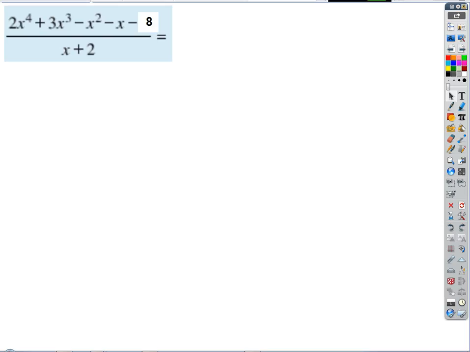So if we set this up using long division, we're going to make our division bracket. What goes inside? The top. Okay, good. So tell me what I write in there then. Okay, at this time there were no missing terms, but let's say there was no x squared. What would I have to do? Plus 0. Put a 0x squared in there.